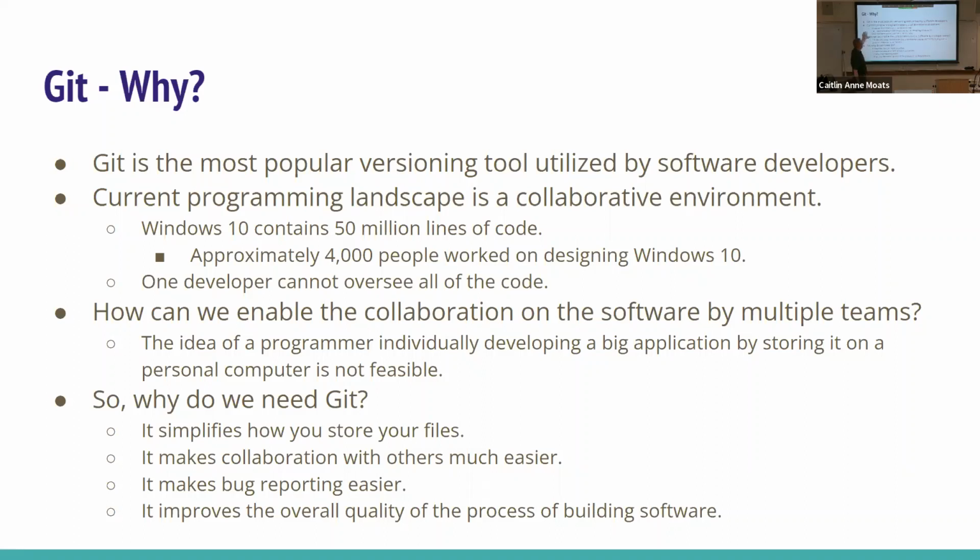And so some things to consider. The current programming landscape, and it has been this way for decades, is a collaborative environment. You are going to work with others on code because there's a lot of code to write, and you have to have multiple sets of eyes. You need to be able to share the code. You need to be able to manage the code, and we're going to find that this is what Git helps us with.